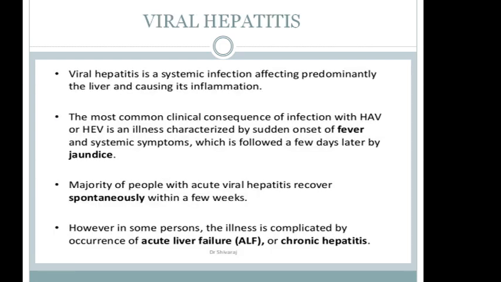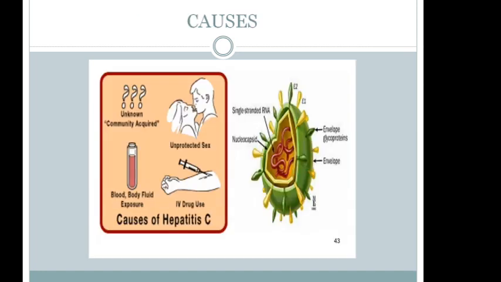Now coming to viral hepatitis, it is the most common type of hepatitis. It is a systemic infection predominantly affecting the liver and causing its inflammation. The most common clinical consequence of infection with hepatitis A and hepatitis E virus is the sudden onset of fever and systemic symptoms, which is followed a few days later by jaundice. The majority of people recover spontaneously within a few weeks, but in some persons it may cause acute liver failure and chronic hepatitis.